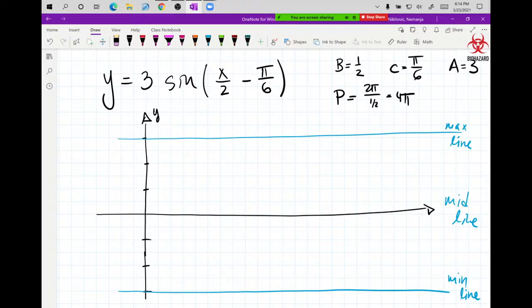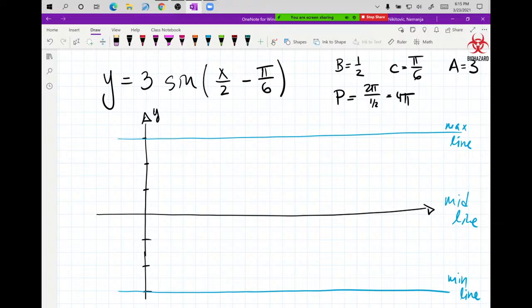So once I have the midline done, I have the minimum and maximum lines done as well, I can start figuring out where my sine begins. Because it doesn't begin at the origin anymore. Why? Because it's shifted. Now you might say, oh, that's a pi over 6 shift to the right. No, no, no. It's not. It looks like it is, but it's not, because this is not an x, it's x over 2. And that messes things up.